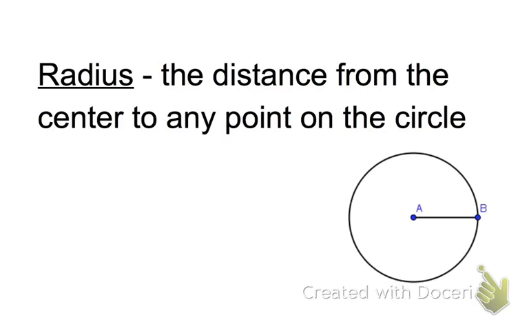Radius. Radius is the distance from the center to any point on the circle. So for example, right now, we have a radius, and the way that we would name this radius is segment AB. So we would do capital A, capital B with a line on top of it to show that it is a segment.